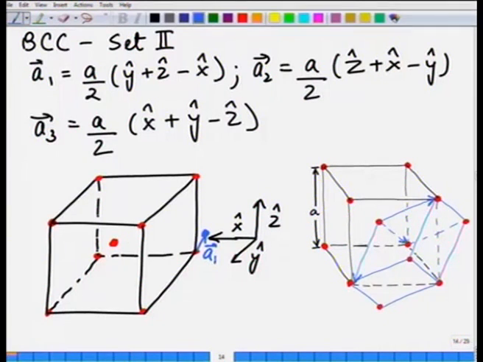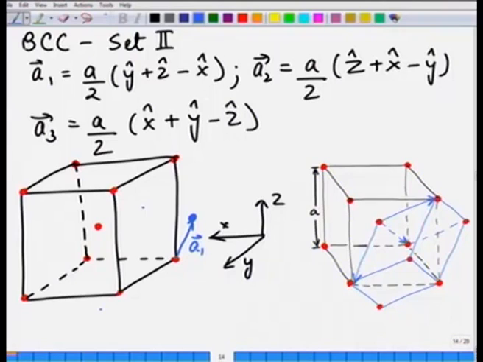And this lattice point, when joined with this, you can see this vector is the a1 vector. That means on the y and z face center point, but in the x direction, go in the negative direction. If you go in the negative direction, you are coming out of this face and you will find a lattice point. Similarly, for the A2 vector, you do the same thing.